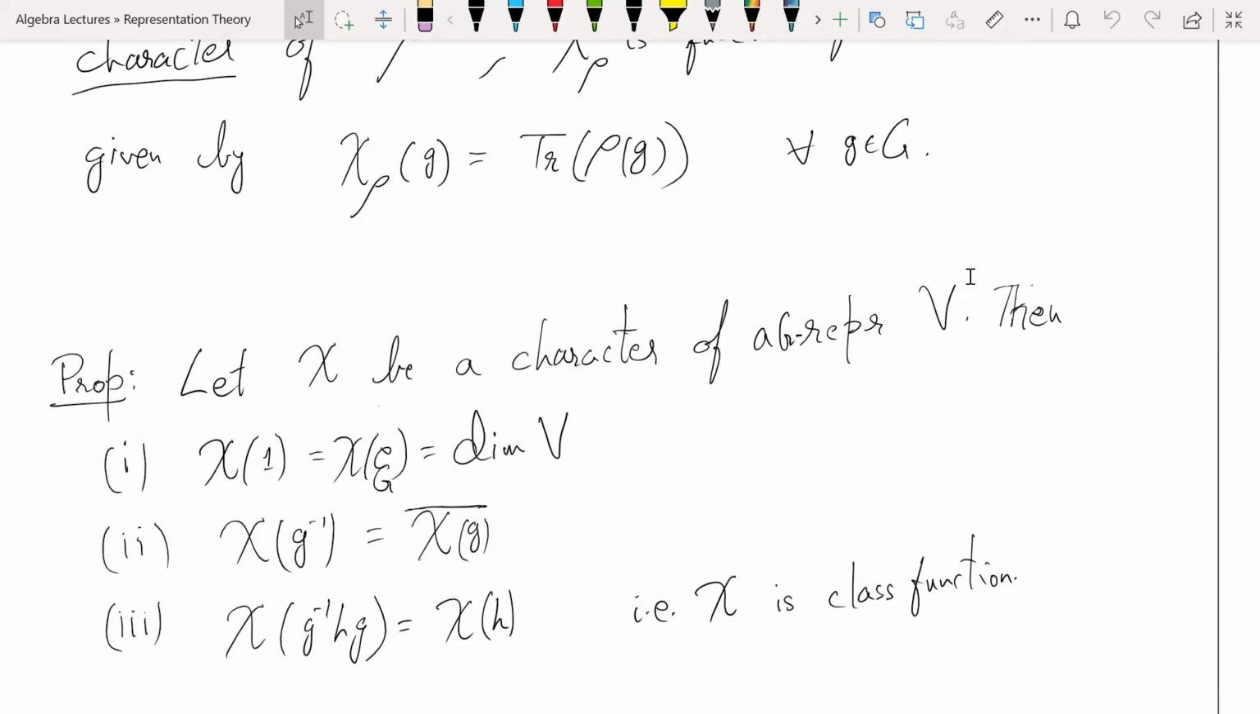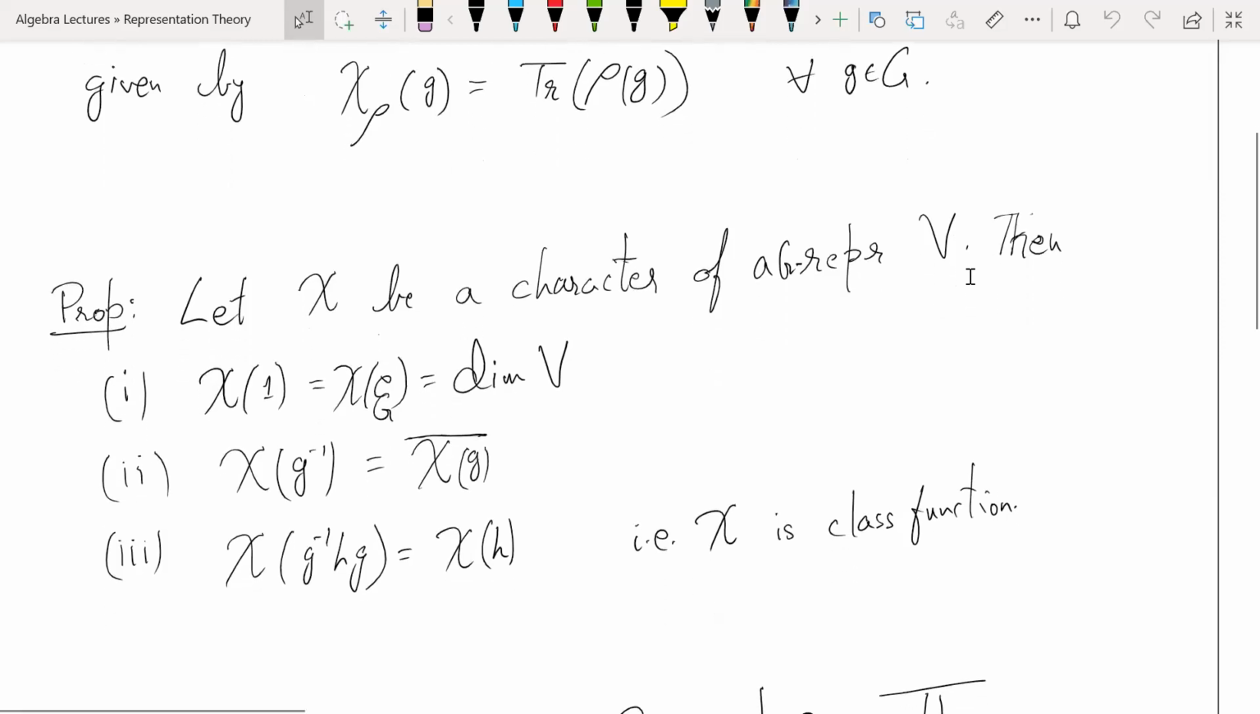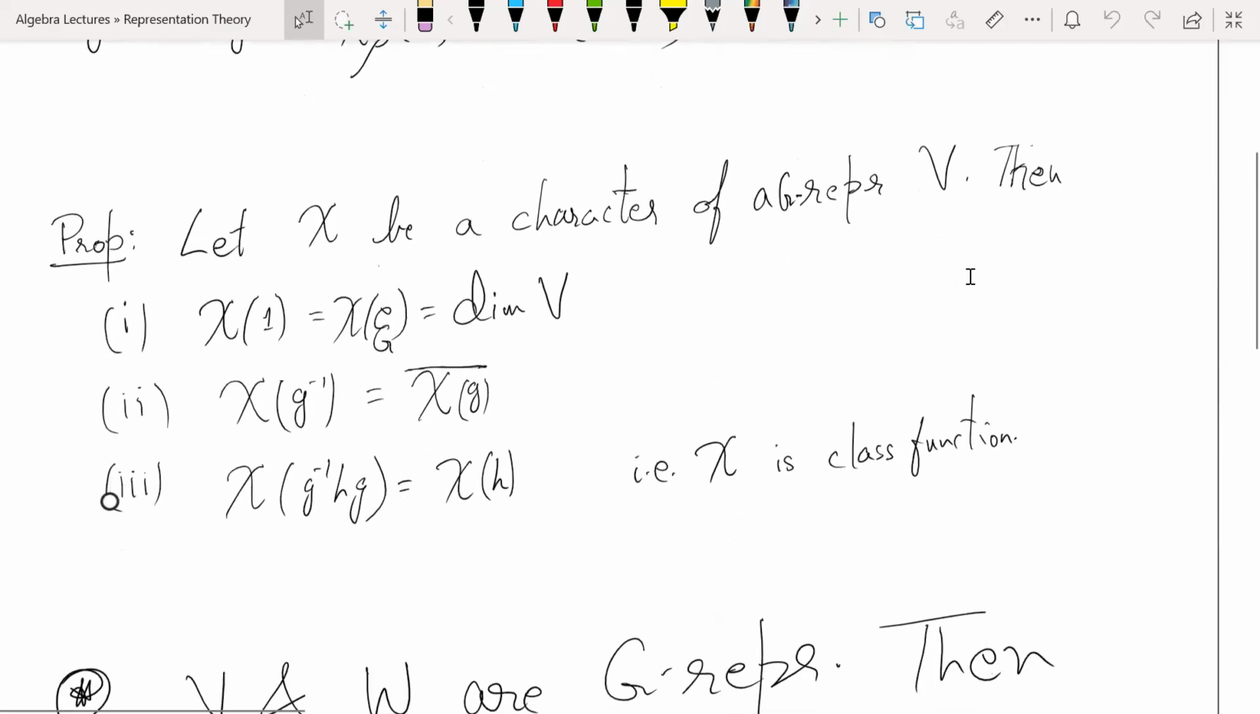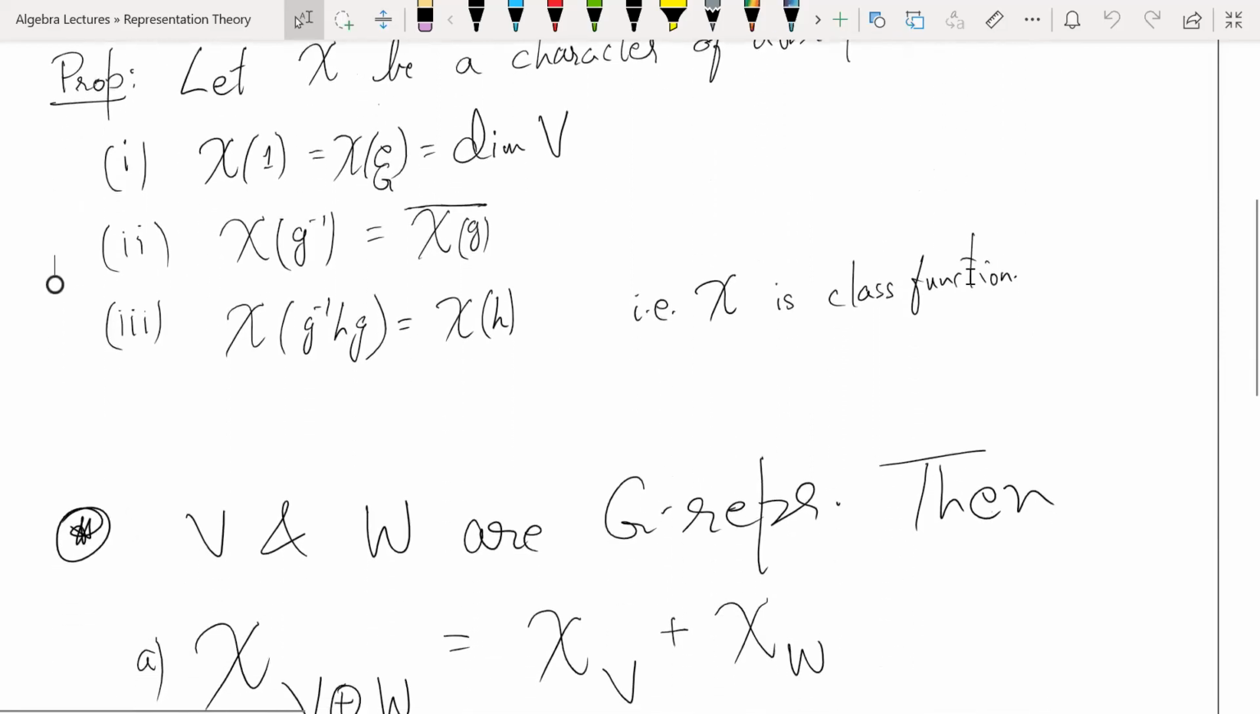representation. If you evaluate the character function at g inverse, that is the same as the conjugate of the character function evaluated at g. And the third one was that it's a class function, so it is constant on an equivalence class. So the character evaluated at g inverse h g is the same as the character evaluated at h. The proofs were not that difficult. Just look at eigenvalues and so on.